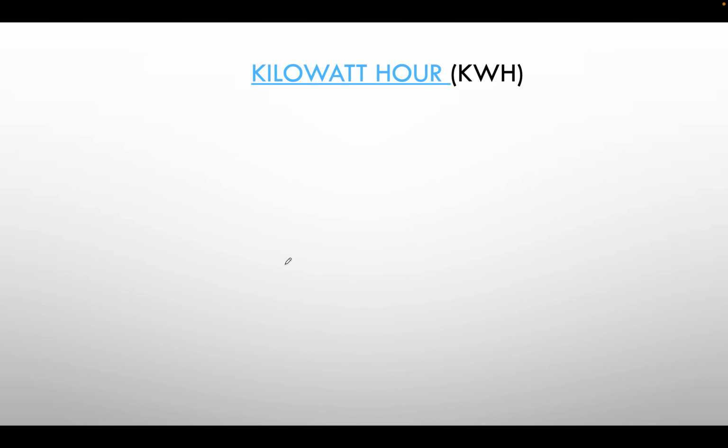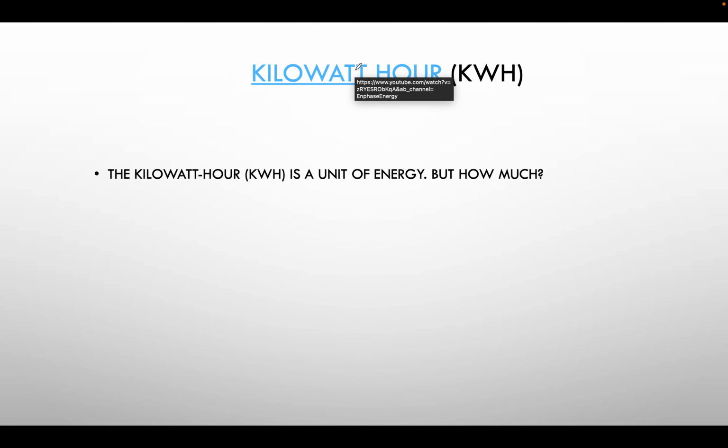You also need to know what a kilowatt hour is. A kilowatt hour is a unit of energy. You might think it says watt, so it's a unit of power. No, it's actually a unit of energy. Kilowatt hour: this is power and this is time. So obviously we know that P times T is energy. Anyway, so P is E over T.